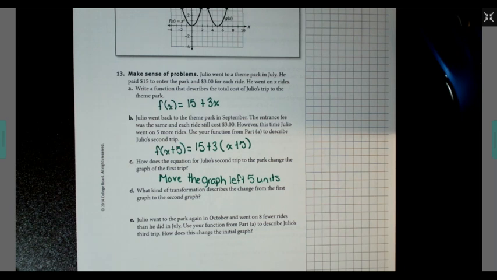What kind of transformation describes the change from the first graph to the second graph? What kind of transformation is that called? That is a translation, because it doesn't change the size. And it's actually what kind of translation? A horizontal one, because we're moving left and right.